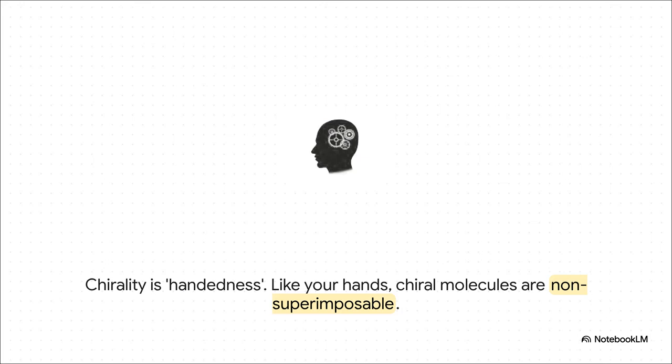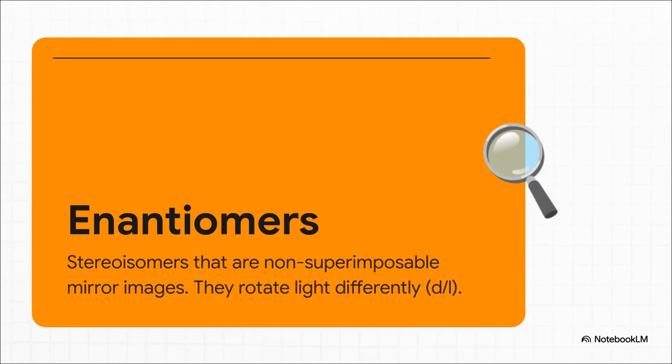The absolute best way to understand this is to just look at your own hands. They are mirror images of each other, right? But try to place your left hand perfectly on top of your right hand, palm to palm, thumb to thumb. You can't, can you? That's exactly what chirality is. It's simply handedness. So these pairs of non-superimposable mirror images have a special name, enantiomers.